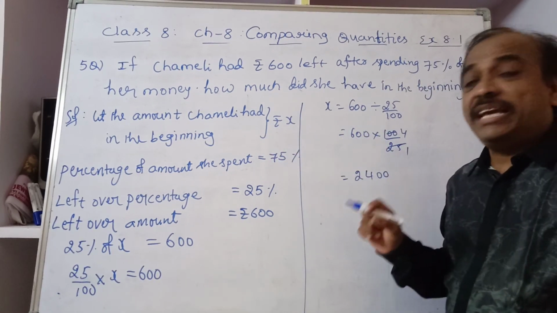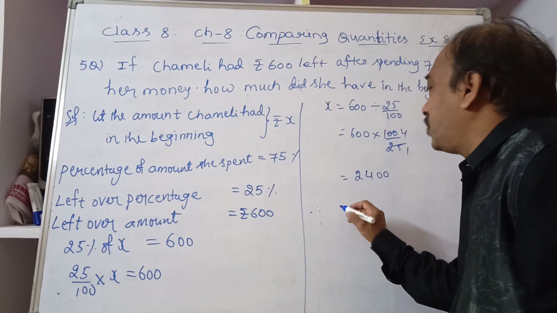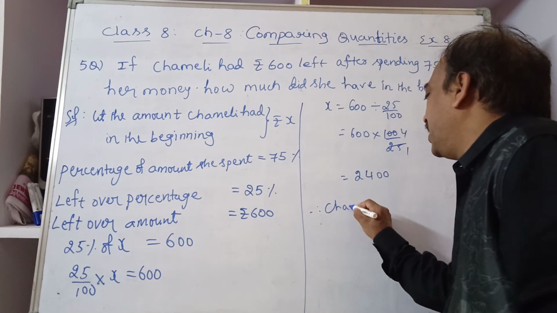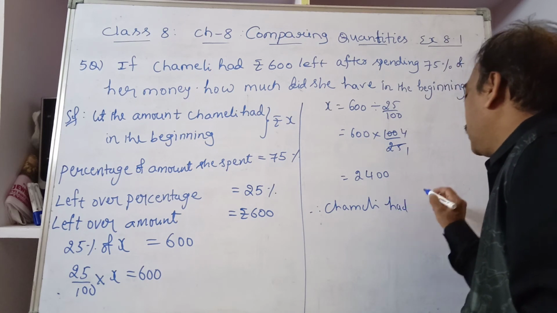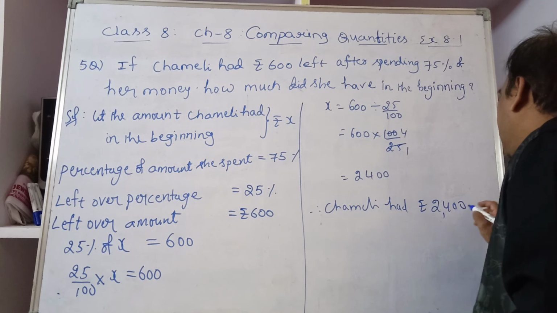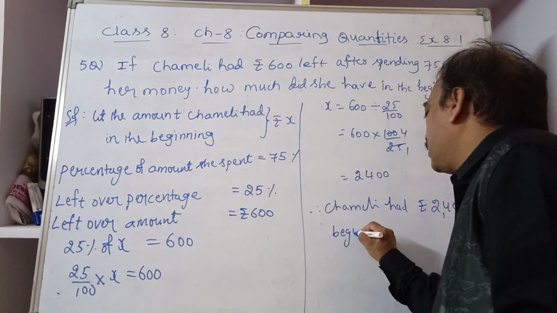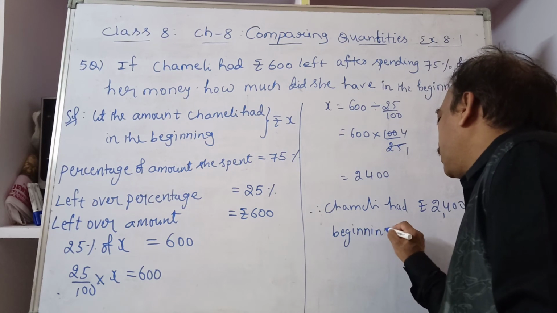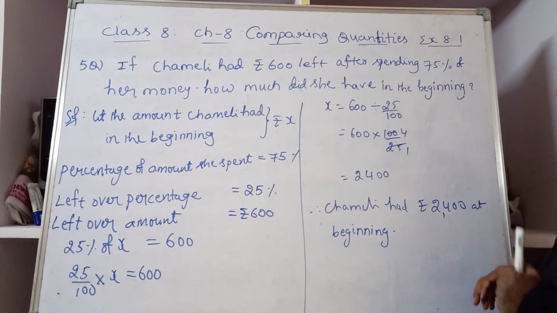What is X we assumed actually? The amount she had at the beginning. Therefore, Chameli had rupees 2400 at the beginning. Is it clear?